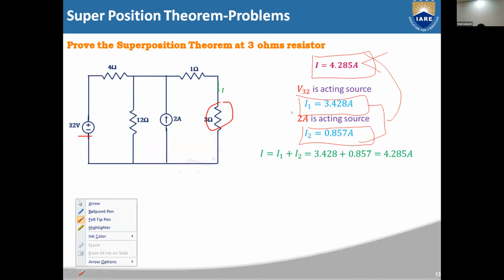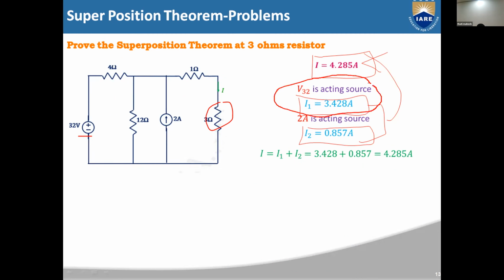When 32 volts is acting, in that case the current will be 3.42. What is the power for this case? P equal to? V into I. Otherwise, the current through the resistor: V equals IR, so P equals I squared R. In this case, P equals I squared R. 3.42 squared into 3 ohms, what is the value? 35. In this case, we got 35 watts.